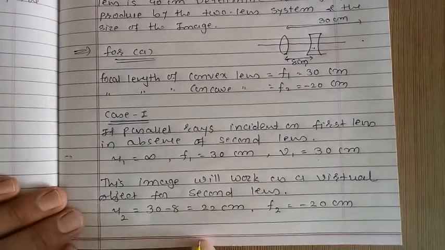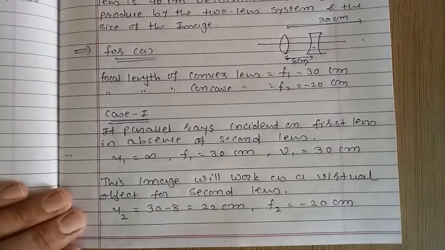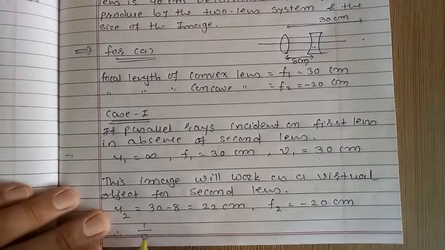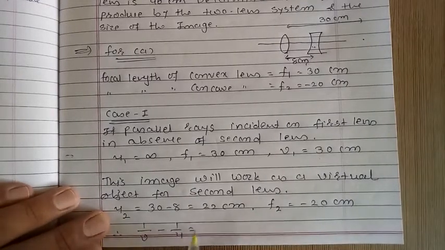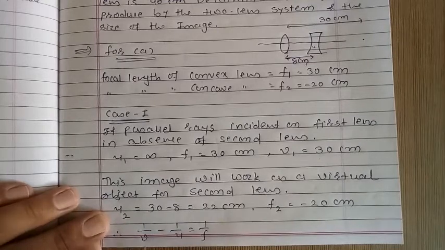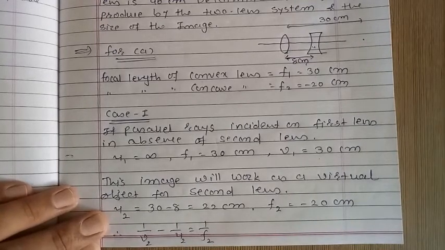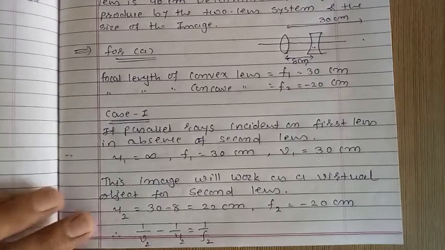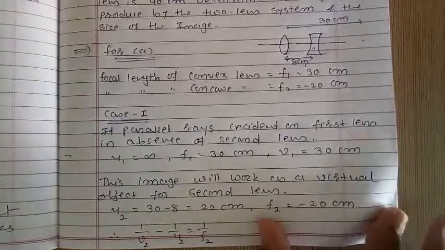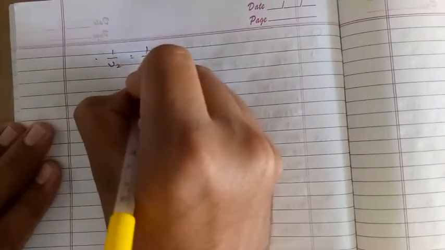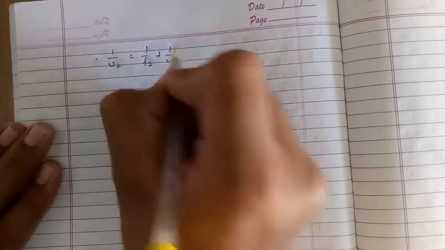We know the formula, 1 by v minus 1 by u is equal to 1 by f. But for the second case, we have v2, u2 and f2, and we have to find the image, so we formulate 1 by v2. So we get 1 by v2 is equal to 1 by f2 plus 1 by u2.